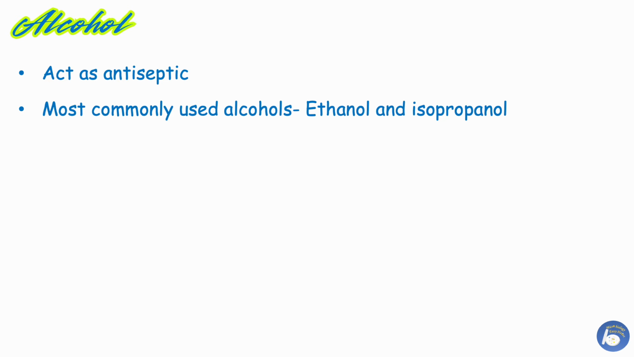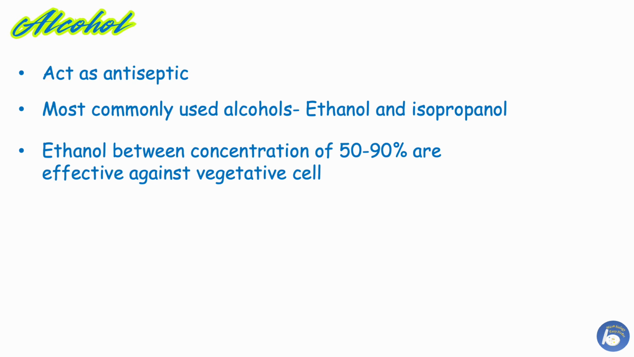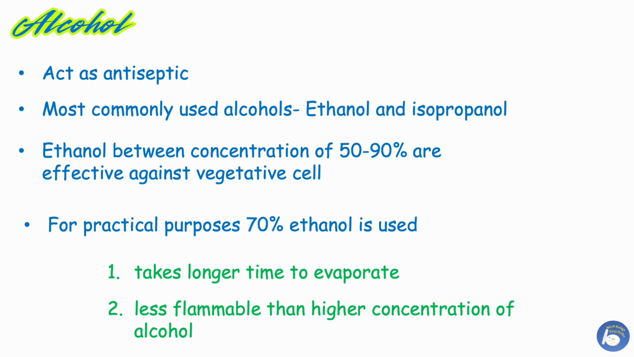Alcohol. Alcohol acts as an antiseptic. Most commonly used alcohols are ethanol and isopropanol. Ethanol at a concentration between 50 to 90% is effective against vegetative cells, while for practical purposes 70% ethanol is used because it takes longer to evaporate and it is less flammable than higher concentrations of alcohol.